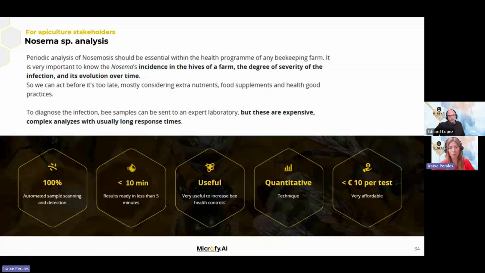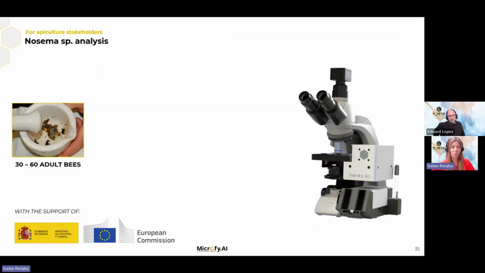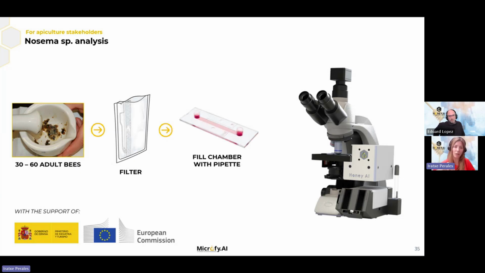With our system, we provide automated sampling scanning in less than 10 minutes, fully autonomous. It is a quantitative technique. Molecular techniques are not good for quantitative. It helps you to say positive or negative, but it's not good for quantitative measurement, and it's very affordable. How does it work? You have to collect between 30 and 60 adult bees, prepare a dilution, then you can filter and extract most of the dirt. Then you put it in the chamber with a pipette, very easy for everybody. You don't have to be an expert to use it.